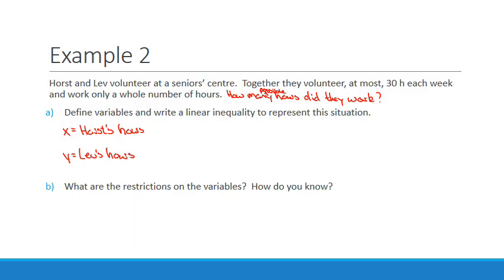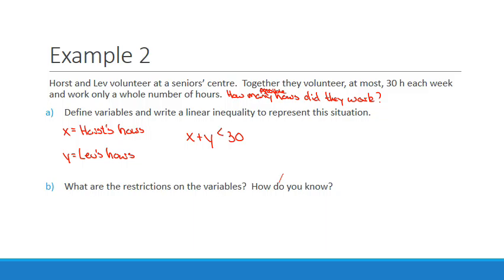So, and then now it asks us to write a linear inequality to represent the situation. It says together they work at most 30 hours and only work a whole number of hours. So really, Horst's hours plus Lev's hours at most will be 30. So you could have that equal to 30. It can equal 30, but at most means they can work less than that as well. So 30 would be the most they ever do.